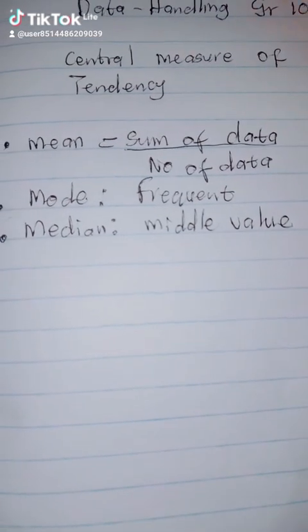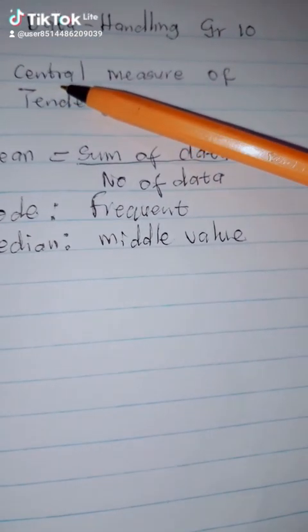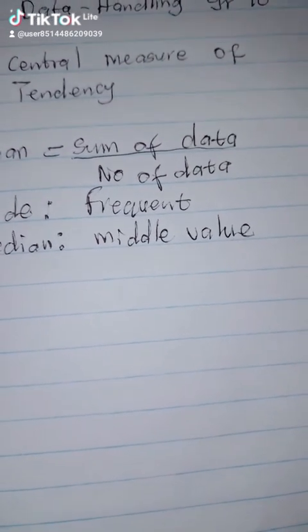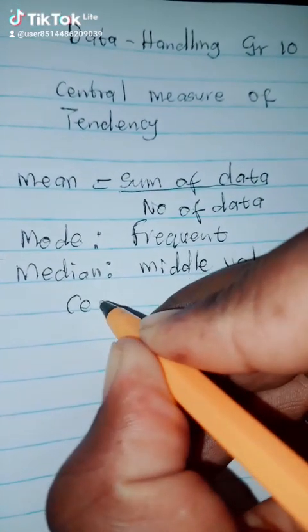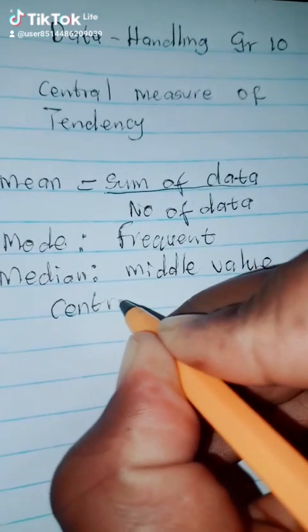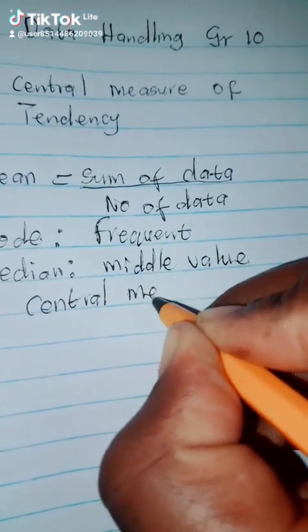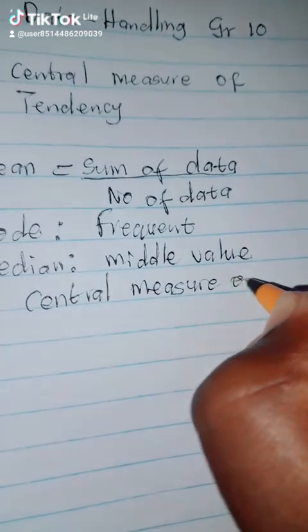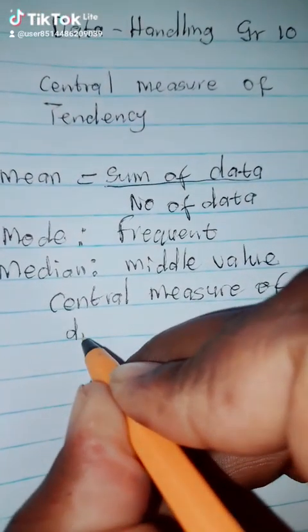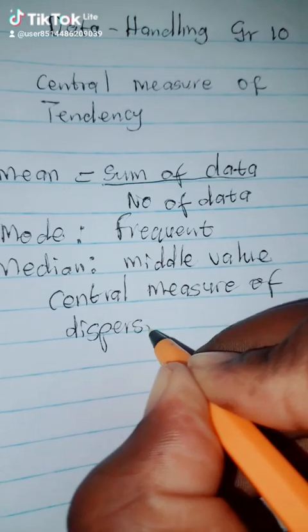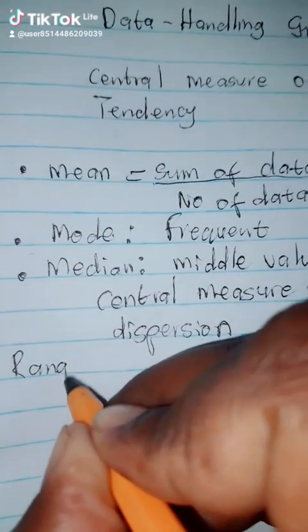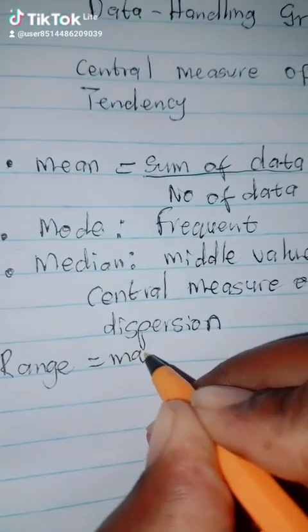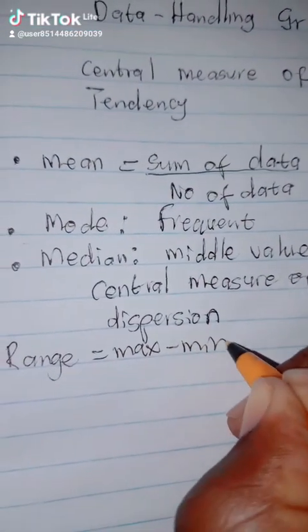So that's what we are talking about when we're talking about the central measure of tendency. I'll show you how we apply these. Then let's go to another type of central measure: the central measure of dispersion. Here we're talking about your range, which equals the max value minus the minimum value.